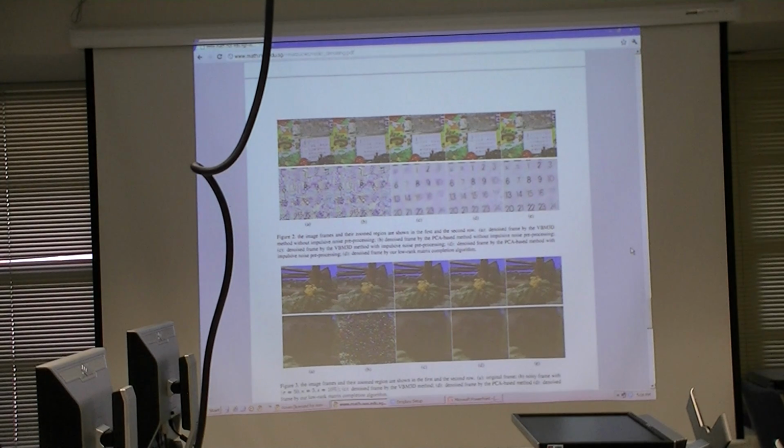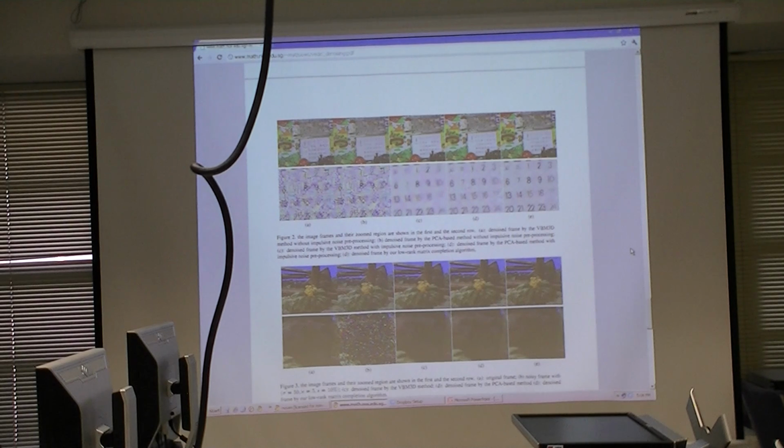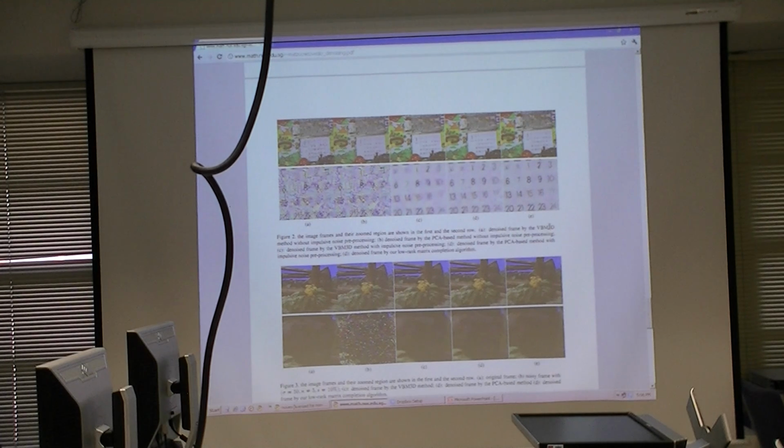They compared with two or three techniques. One is the VBM3D technique. It's almost similar, but the VBM3D technique doesn't have pre-processing in its algorithm, like the adaptive median filtering pre-processing. These people did the pre-processing and then checked the results.